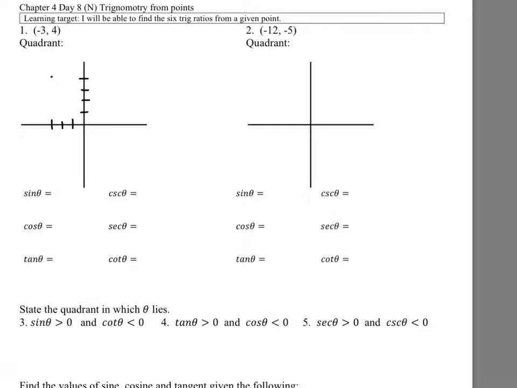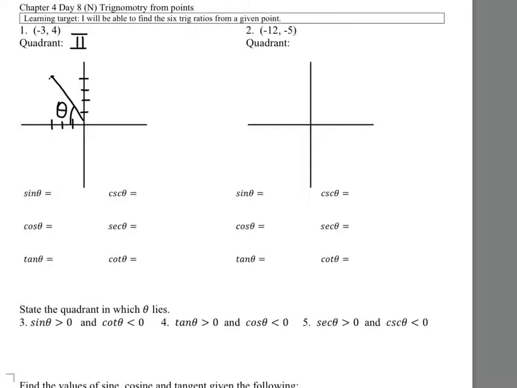(-3, 4). Which quadrant does it fall in? So this is going to lie in the second quadrant. What are our sine, cosine, tangent values? So again, when we calculate the angles, it's going to be with respect to the x-axis. Please don't forget, it's with respect to the closest x-axis. So what is sine defined as?